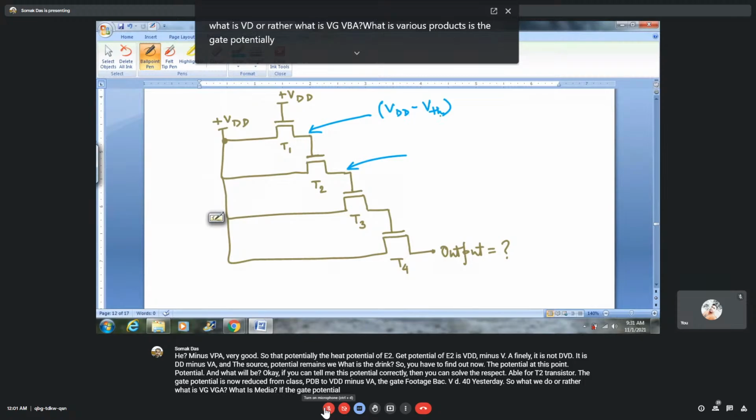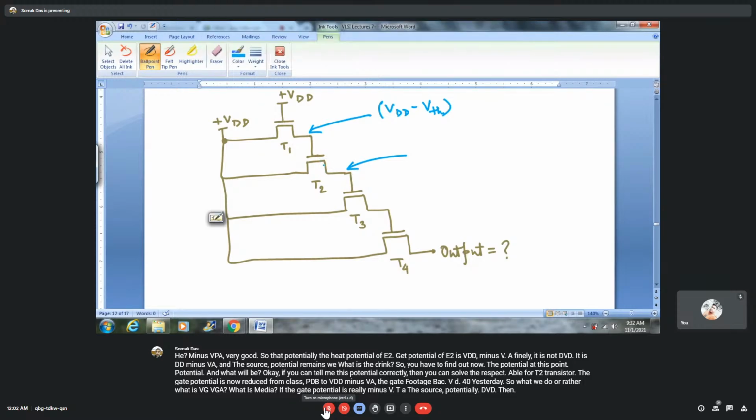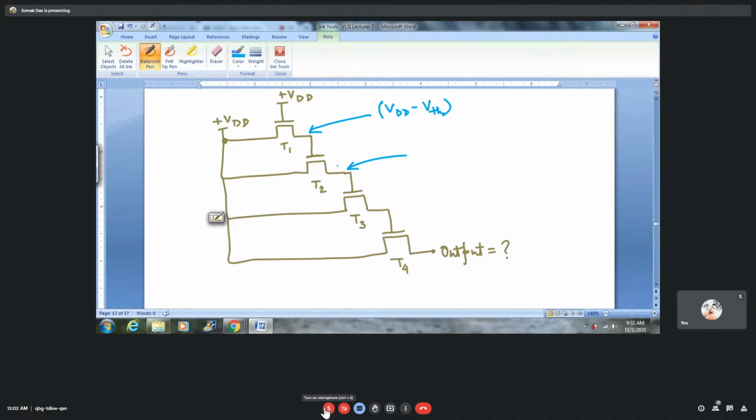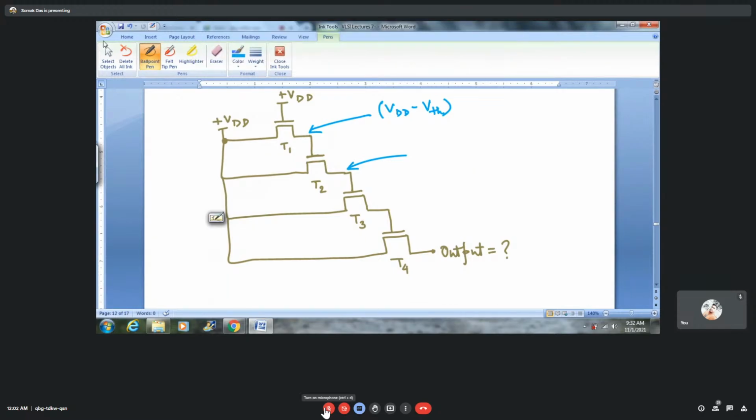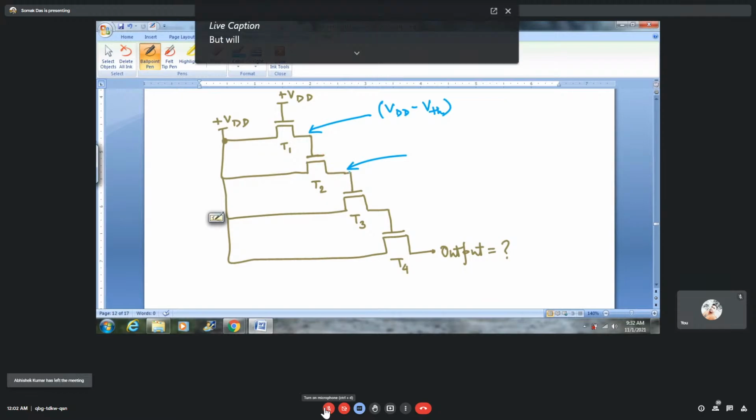If the gate potential is VDD minus VTH and the source potential is VDD, then what is the drain potential for T2? Tell me.